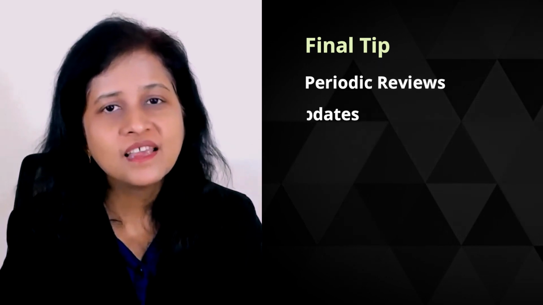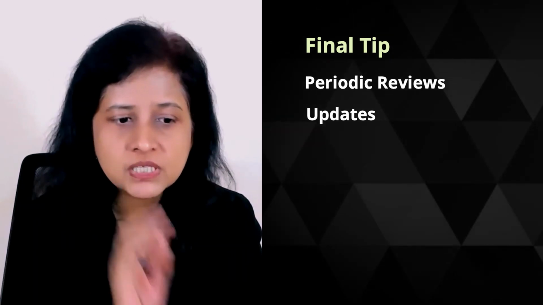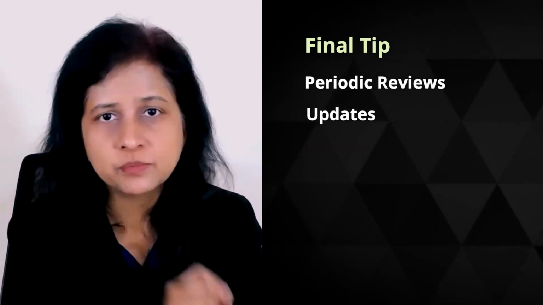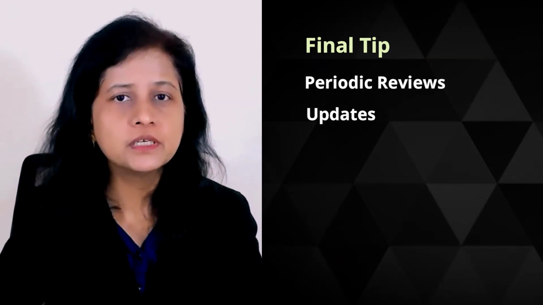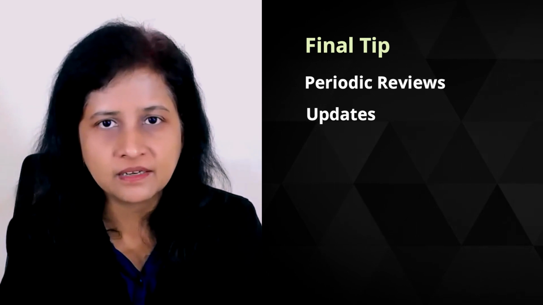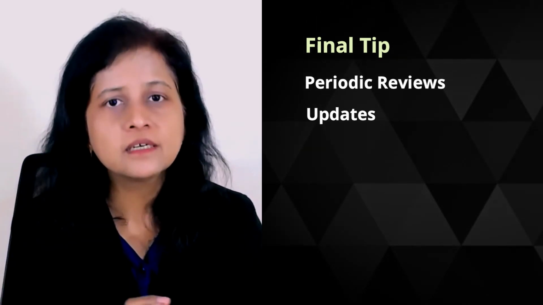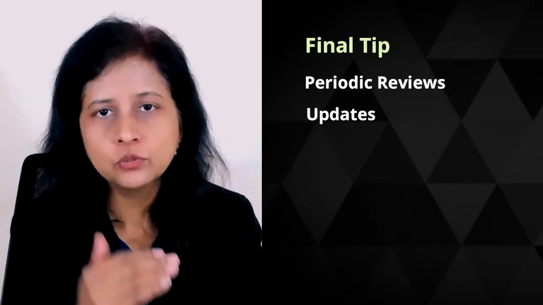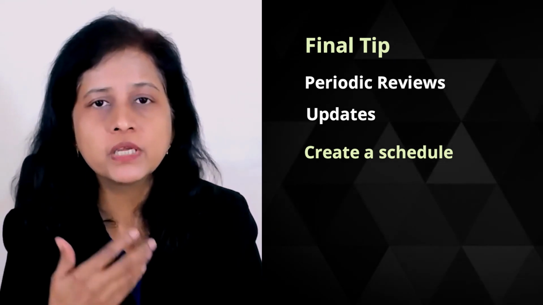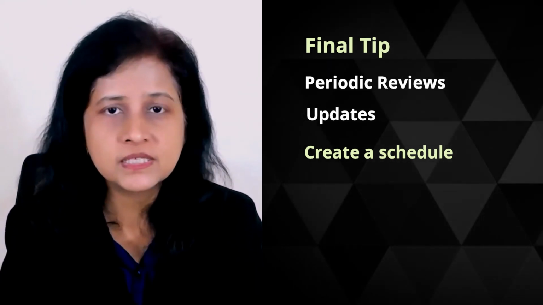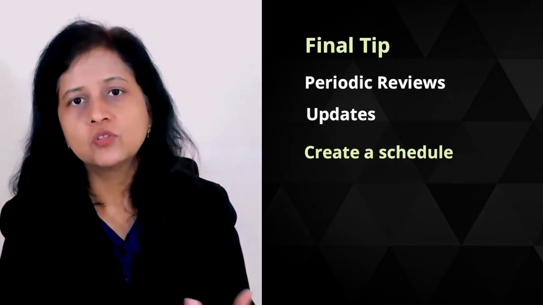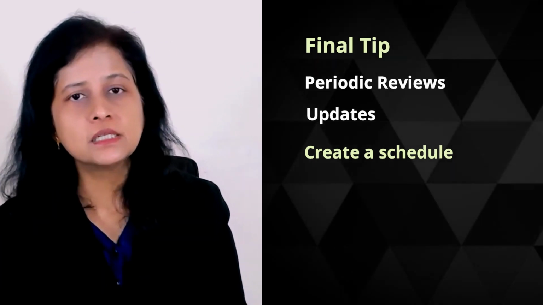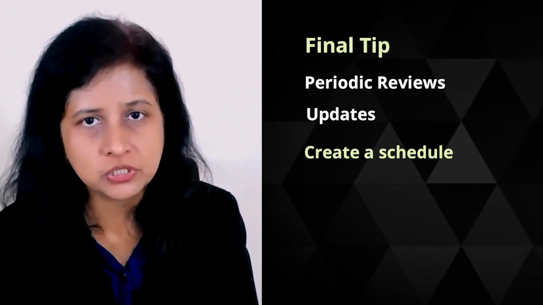Now, final tip, periodic reviews and updates. In many situations, I've seen that this is again another step which gets missed. Once a job description is created, it is filed and it is used for years. No reviews, no updates are being done. So make it a point, create a schedule to review it every, say, 6 months, or at least once in a year. It should be reviewed and it should be updated so that you have the right skills, the updated skills as per the market situations as well.